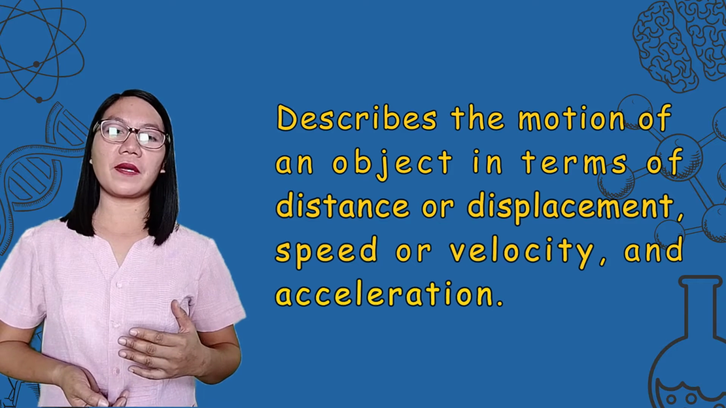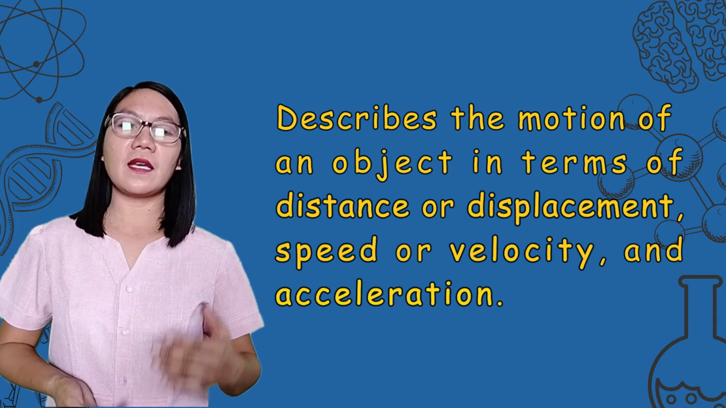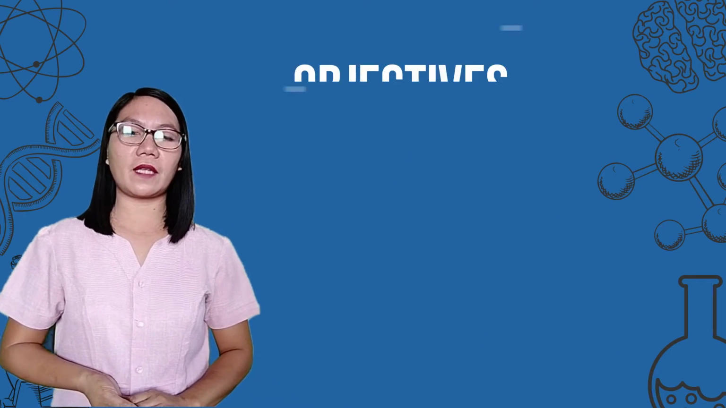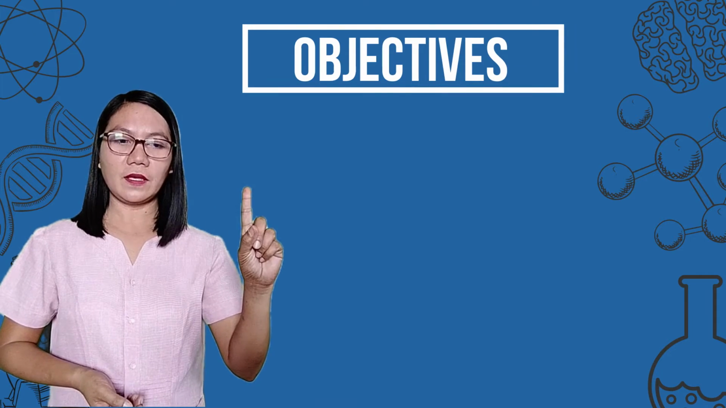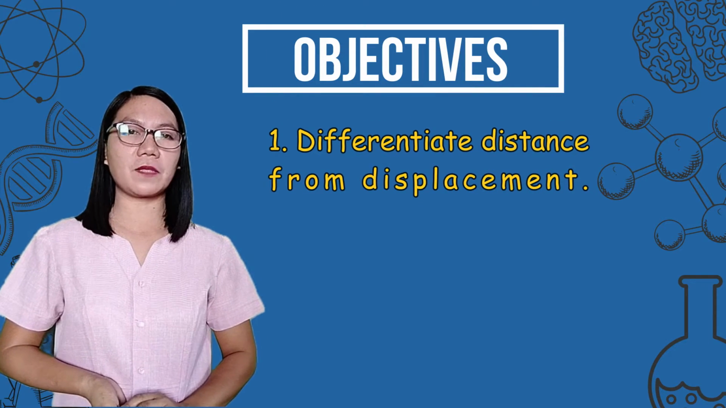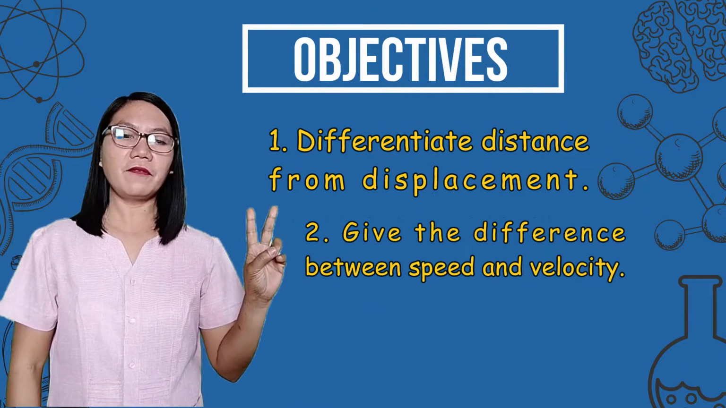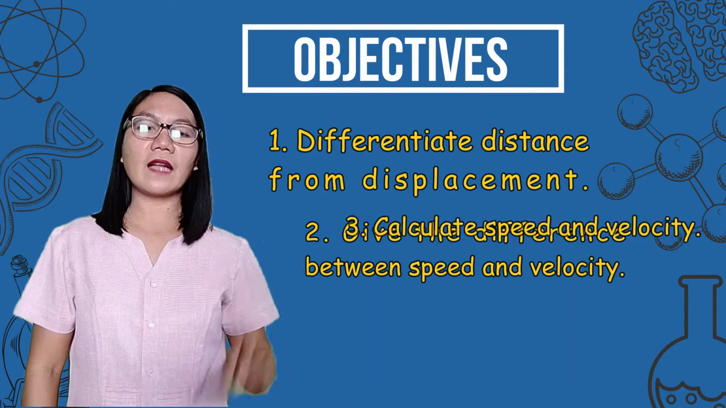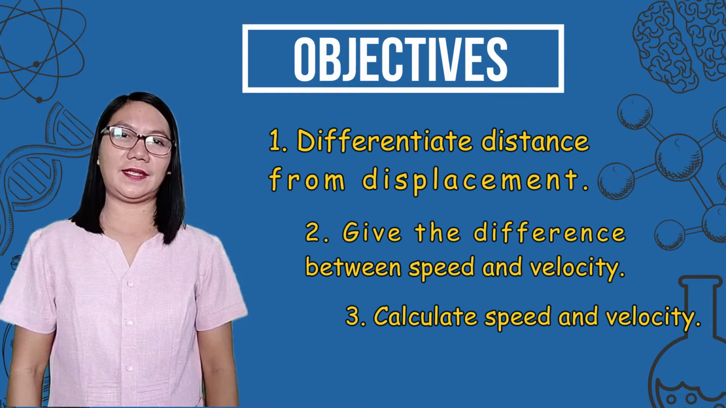Let's start! Our topic is taken from the most essential learning competency of the Department of Education, which is to describe the motion of an object in terms of distance, displacement, speed or velocity, and acceleration. From this topic, we have three objectives. 1. Differentiate distance from displacement. 2. Give the difference between speed and velocity. And 3. Calculate speed and velocity.